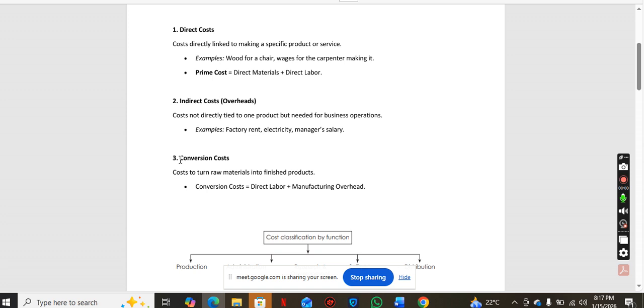Then when you hear the word conversion costs, it's basically where you're converting a raw material into a finished product. So it includes the direct labor and any manufacturing overheads.